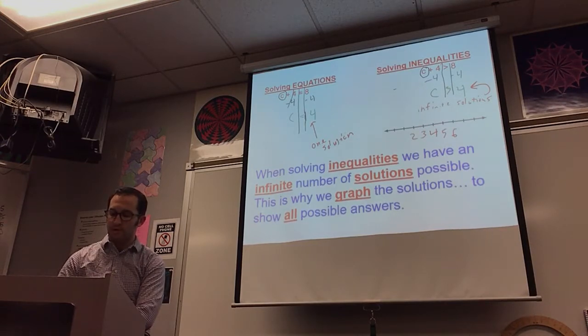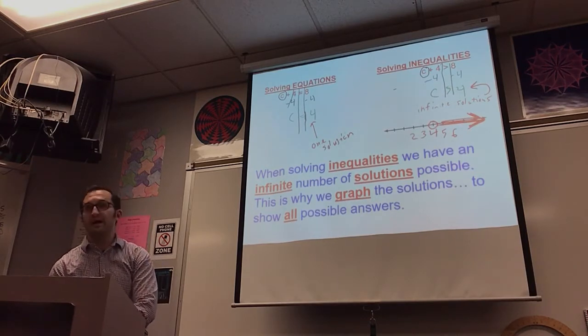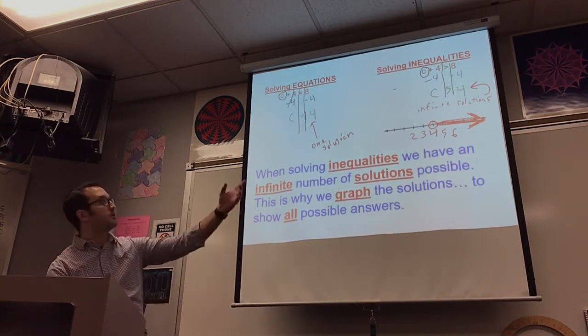And now, open or closed dot? Open. Facing which direction? Right. Why is it going to the right? Because the variable's on the left, and it's greater than. The symbol greater than points to the right.